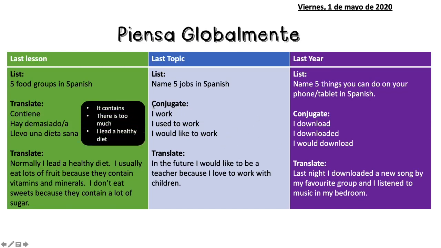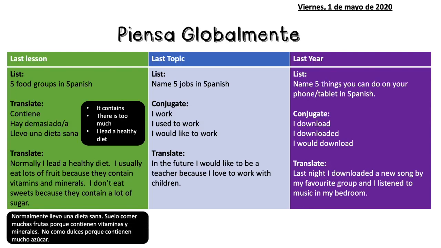Vale, so contiene is it contains, hay demasiado, demasiada, there is too much. Llevo una dieta sana, I lead a healthy diet. Or I have a healthy diet. I'm happy with either. The paragraph translate is normalmente llevo una dieta sana, suelo comer. Remember, after suelo you need an infinitive. Muchas frutas porque contienen, you need the N there because frutas is plural, vitaminas y minerales. No como dulces porque contienen, again with an N, because dulces is plural, mucho azúcar.